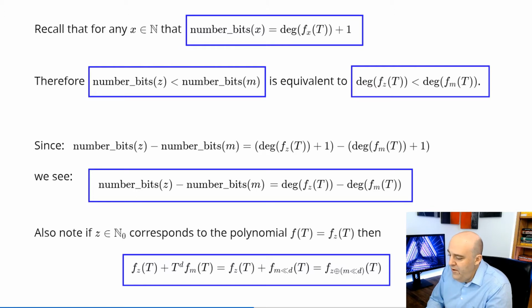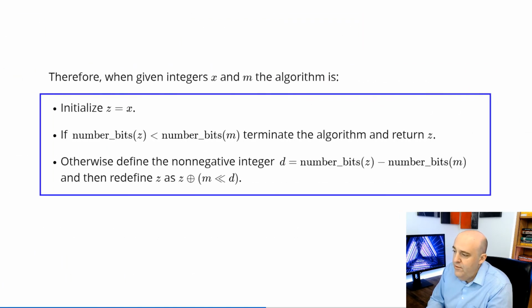And then that polynomial f of t, if we pretend that is associated to z, a non-negative integer z, so that f of t is equal to fz of t, then what is our new polynomial going to be? Well, if we have fz of t plus t to the d fm of t, then how can we write that in a different way? Well, we know that t to the d times fm of t is the polynomial associated to m left shifted by d. So we make that change. And we know that when we add two polynomials in the polynomial ring, it's the same as the XOR operation back in the non-negative integers, right? So we see that our new polynomial is the polynomial associated to z XOR m left shifted by d. And that's all we need to translate the algorithm into the world of integers.